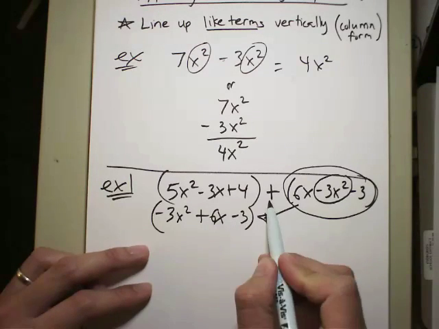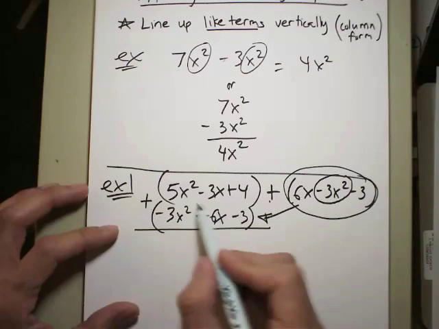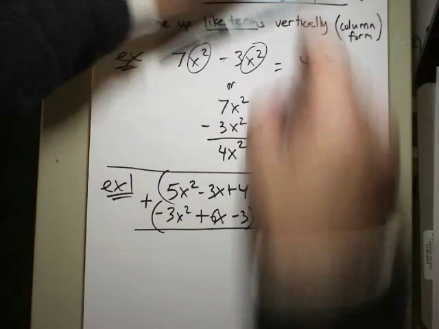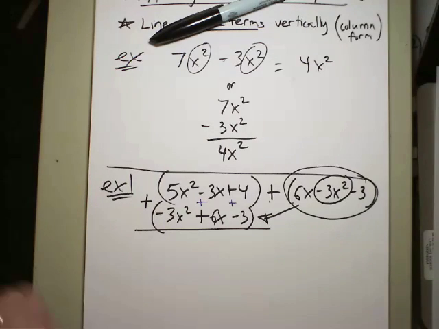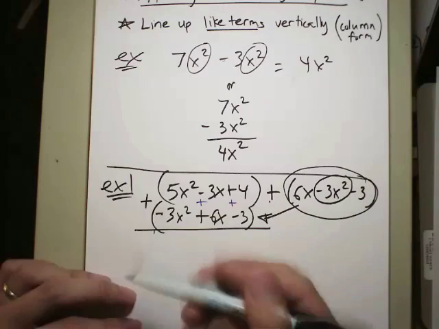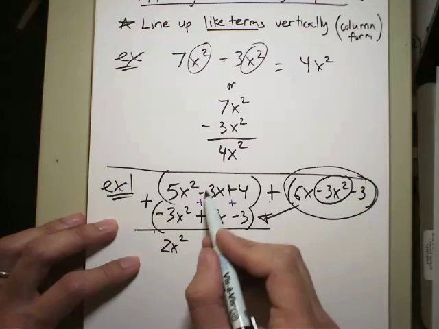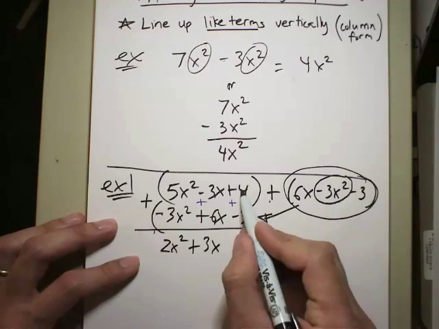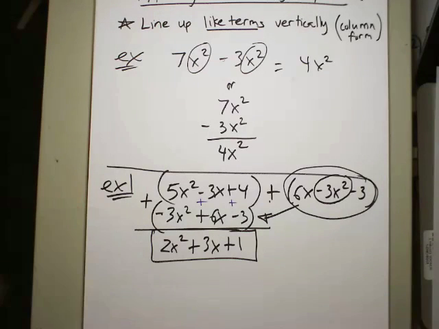And this is adding, right? So I'm combining. I'll put the plus sign right there. If it helps you at all, you can put the plus sign in every column to remind yourself that you have to add each column. This plus sign applies to each column, and you can just go and add down. 5x squared plus negative 3x squared, that's a 2x squared. Negative 3x plus 6x, that's a positive 3x. 4 plus negative 3, that's a positive 1, and there you have it. That's how you combine, or in this case, add polynomials.